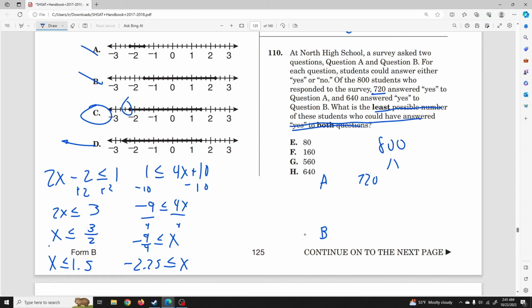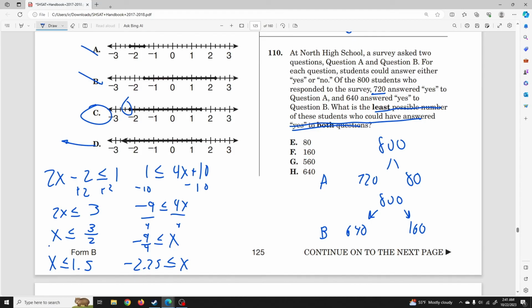So here we have a pool of 800 students, and 720 said yes to A, which means that 80 have to have said no to A. Why? Because 800 minus 720 means that 80 people are remaining who said no, right? So that was question number 1. Then the same group of 800 people were asked another question, and of this group, 640 said yes, and 160 said no, right? Why? Because you subtract those two values from one another, right? So what is the least possible number of students who could have answered yes to both questions, right?